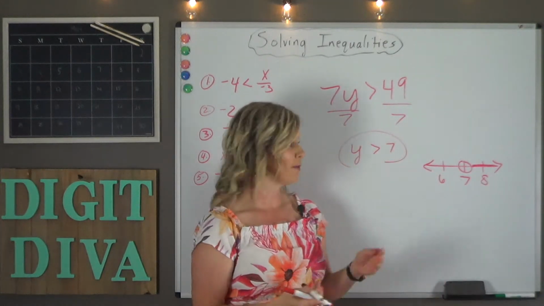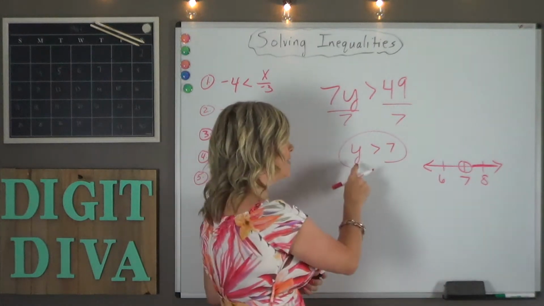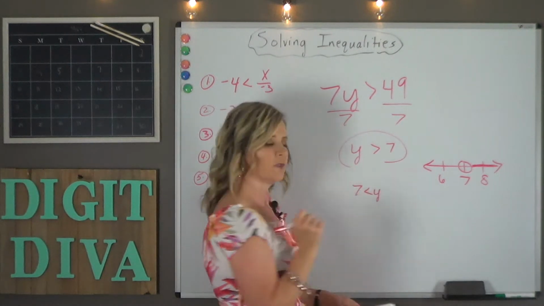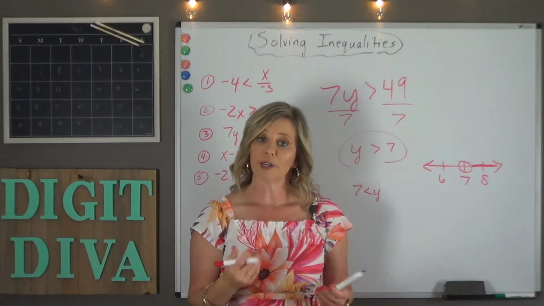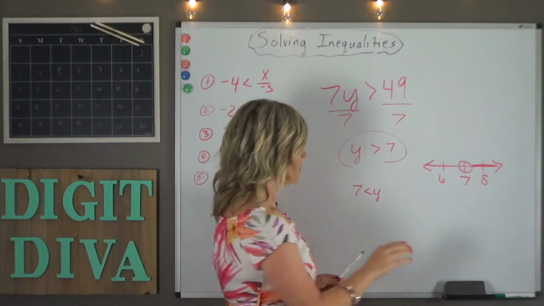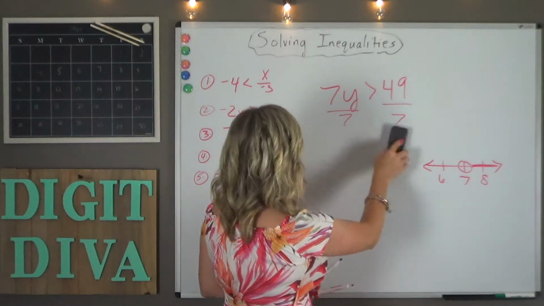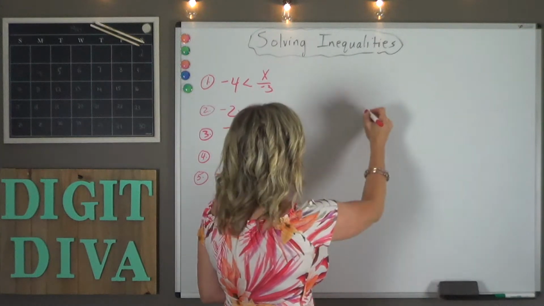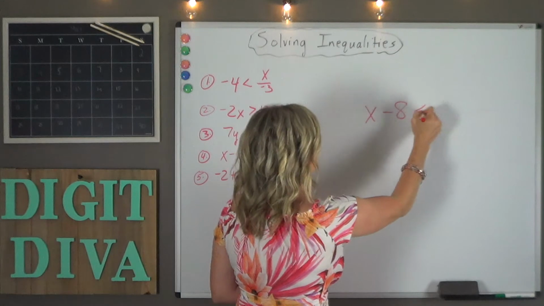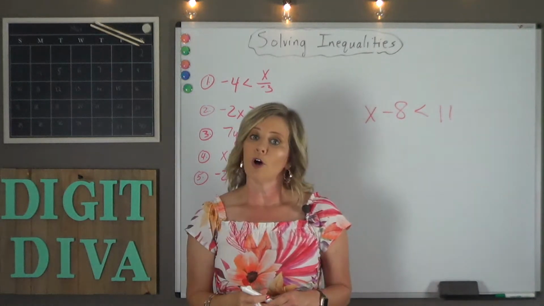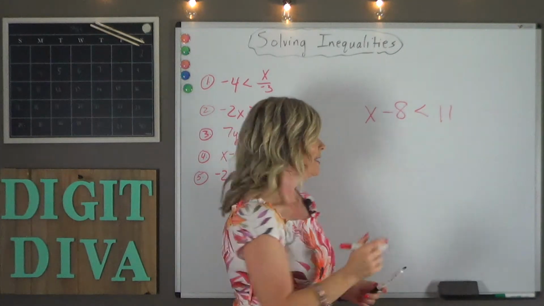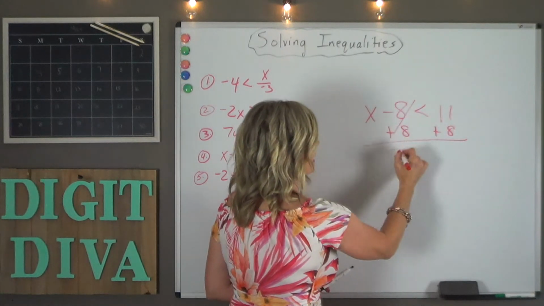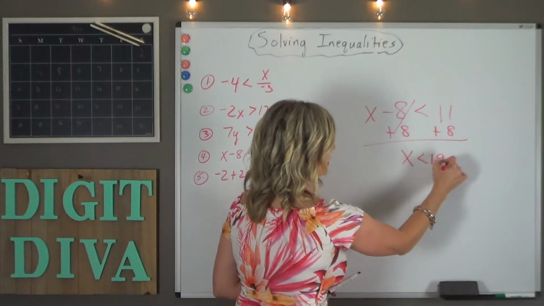Again, if you want to rewrite that just for practice, if y is greater than 7, then 7 is less than y. Okay? You need to be able to read it 2 ways. Okay, and our last, I'm sorry, not our last example. We have 2 more to go. All right, so x minus 8 is less than 11. So what's the opposite of subtracting? It is adding. All right, I'm left with x is less than 19.